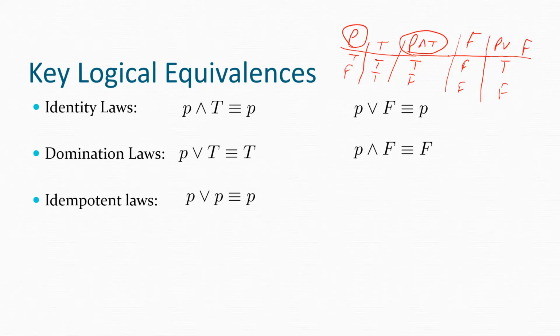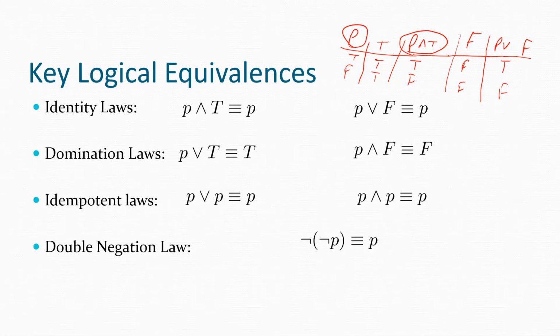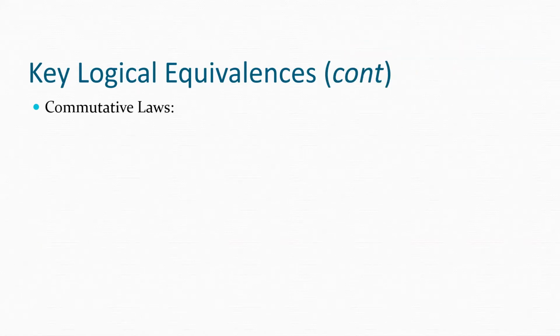Idempotent laws: P or P is equivalent to P. P and P is also equivalent to P. Double negation law: negation of negation P is equivalent to P. Negation laws: P or negation P is equivalent to a tautology, that is T. P and negation P, that is the conjunction of P and its negation, is always false. So it is equivalent to F. Now, commutative laws.